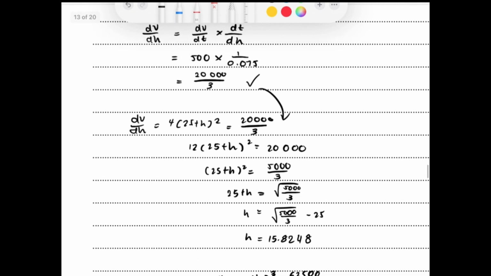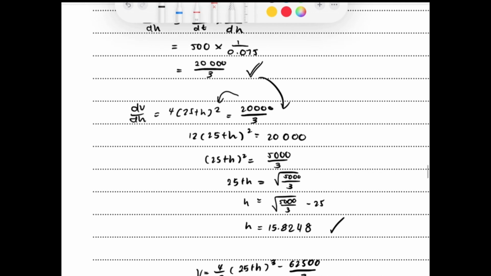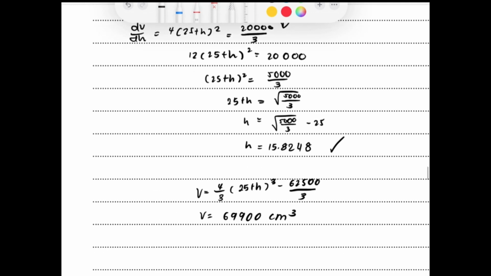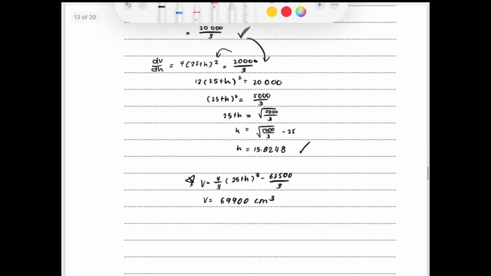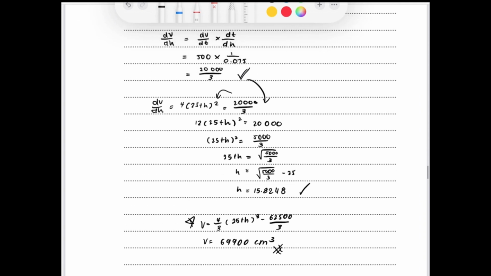This is the formula. Okay, so if we have found dV over dh and we equate it to the formula of dV over dh, we can find h. And then when we find h, we can just substitute it into the V formula that we've been given in the question, and you can find V. This is the final answer.